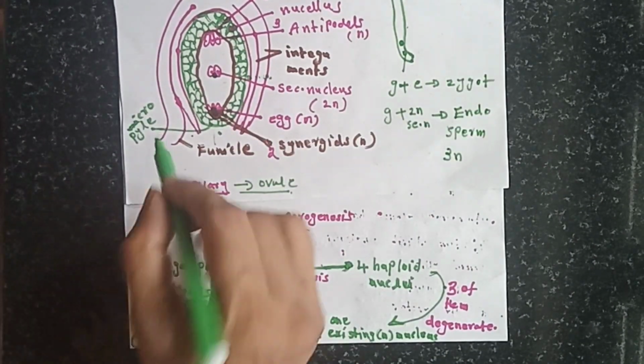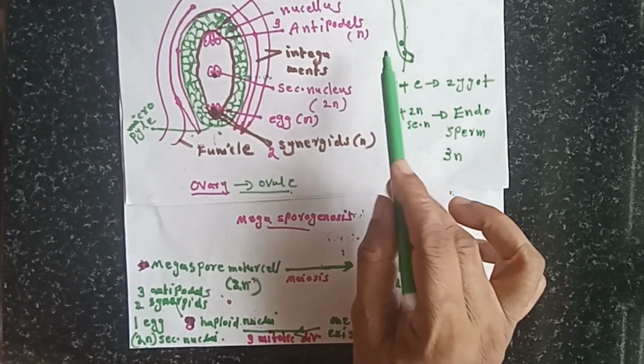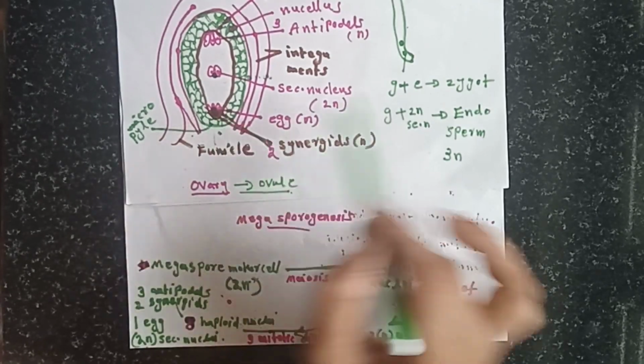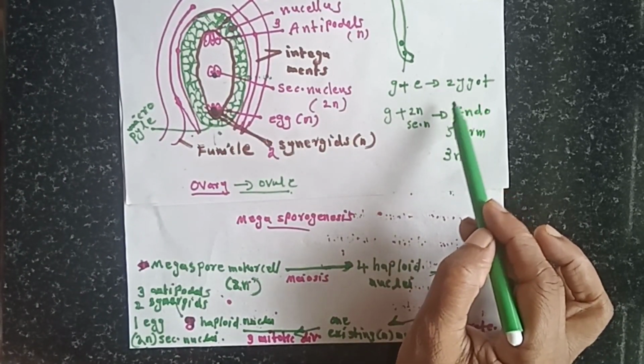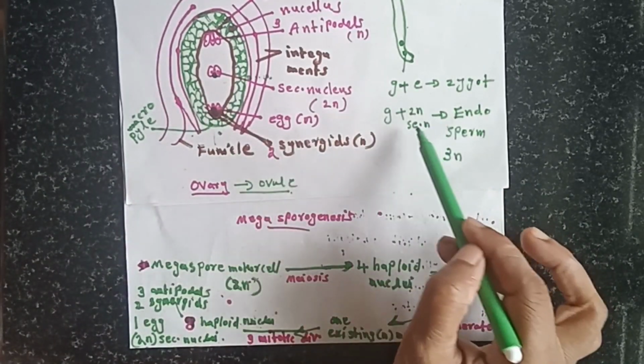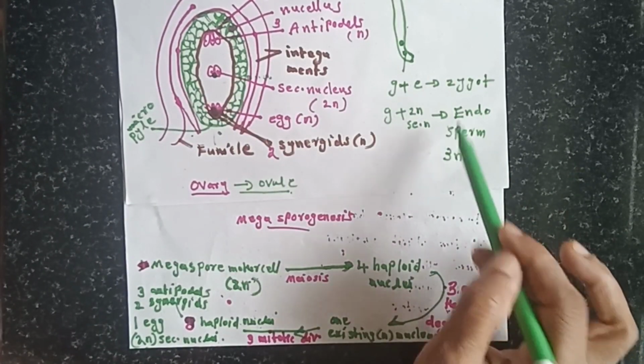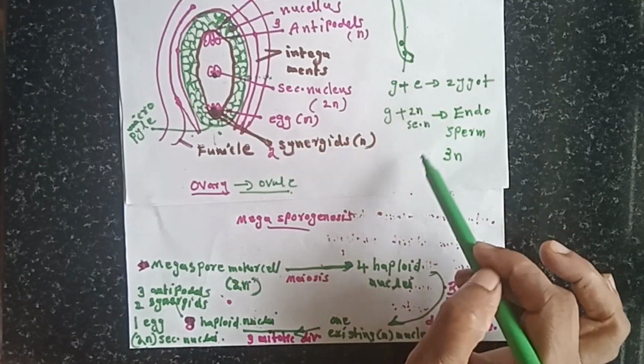This is the double fertilization. One of the generative nuclei from the pollen tube fuses with the egg cell to form a diploid zygote, and one of the generative nuclei fuses with the secondary nucleus to form triploid endosperm. This is the double fertilization.